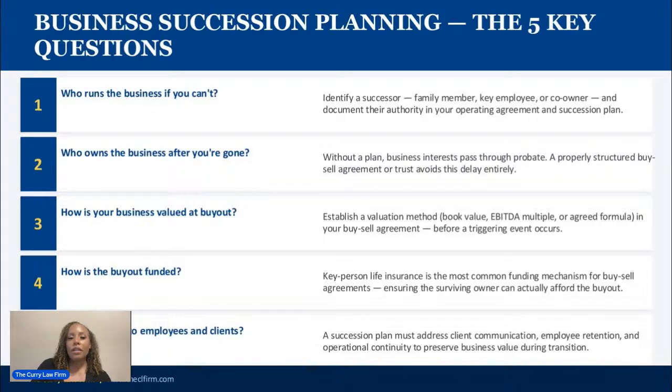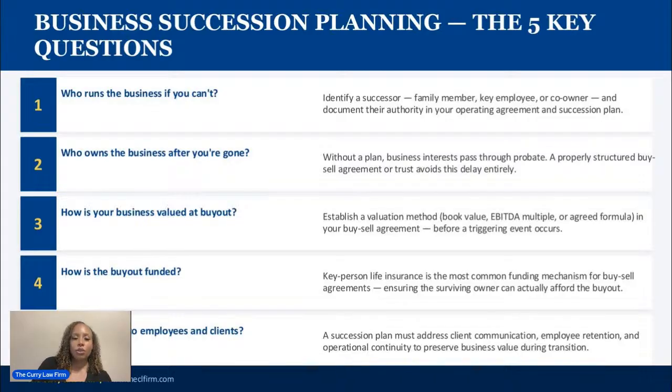In order to solve this, you need to create a business succession plan. The business succession plan will then identify a successor. This is a family member, a key employee, or a co-owner, and document their authority in your operating agreement and succession plan. An operating agreement is in place when you have an LLC, limited liability company. It outlines mainly the management structure of your business. It also will outline the types of liability protection offered to business owners, and it can outline who runs the business if the main owner cannot.